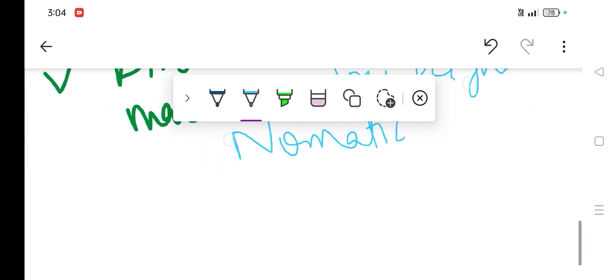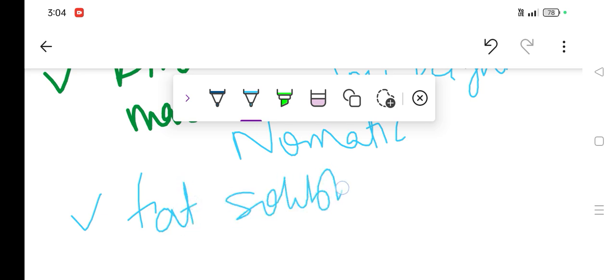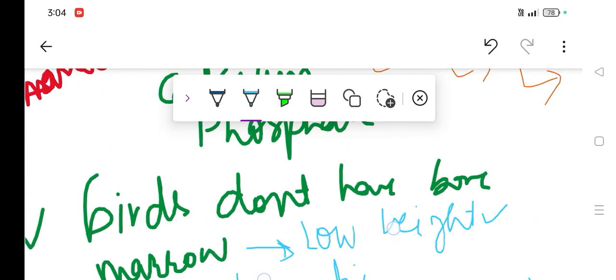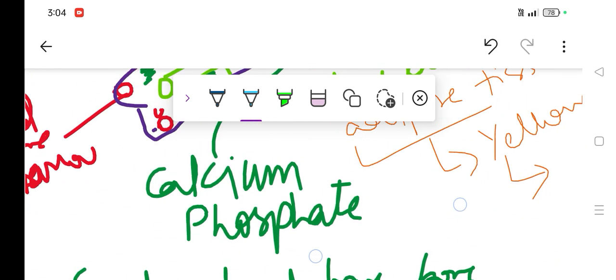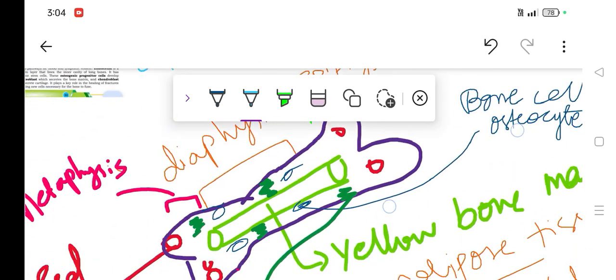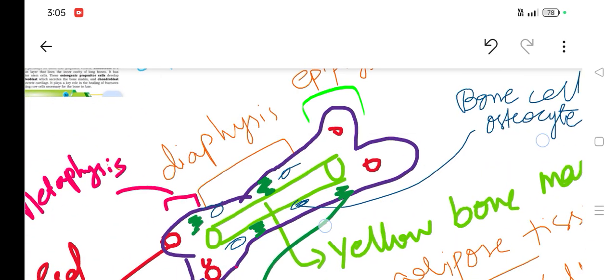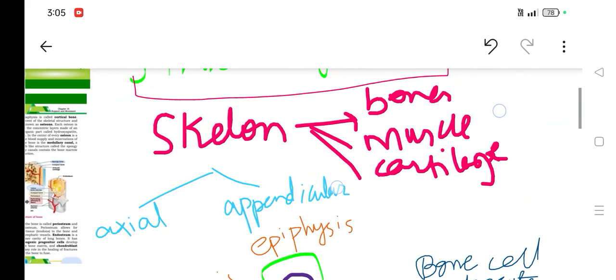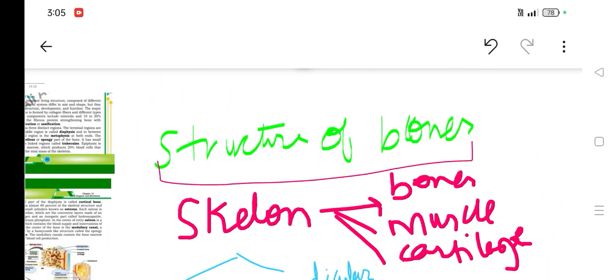We also have fat soluble structures. Fat soluble means they contain vitamins A and E, absorb them and do such functions. So I hope everything about this is clear. Then I will read it out so you'll understand more. So here comes the entire structure. I hope it is very clear.